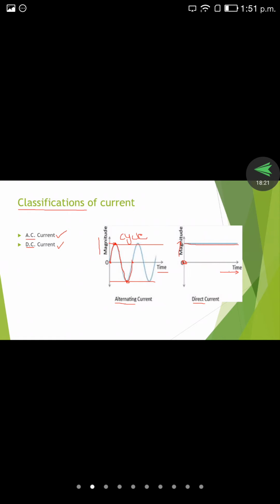However long the time varies, for example 5 seconds, 10 seconds, 15, 20, whatever the time period, the magnitude of the current does not change. That's why we call it direct current.